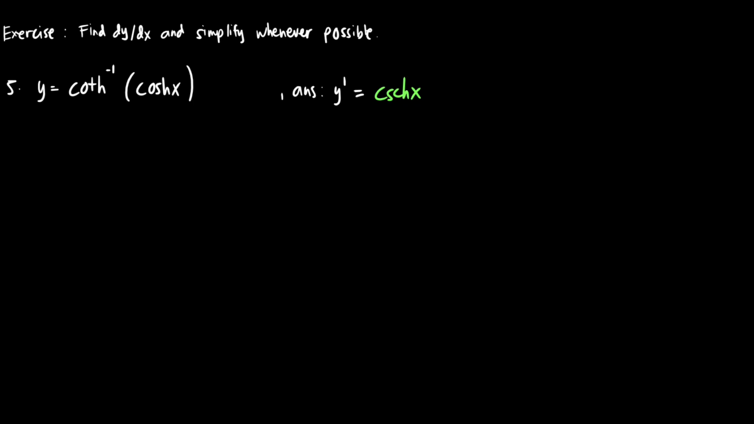So for number 5, find dy over dx and simplify whenever possible. y is equal to hyperbolic arc cotangent of hyperbolic cosine x. Take note that the derivative of hyperbolic arc cotangent of u is equal to negative 1 all over 1 minus u squared, du over dx. Our u here is equal to the hyperbolic cosine x.